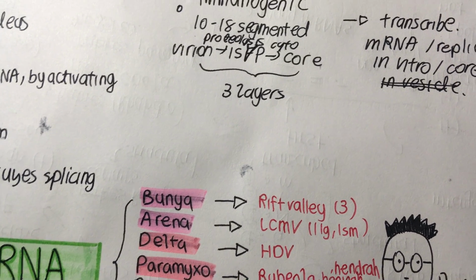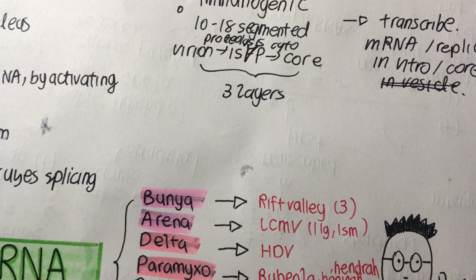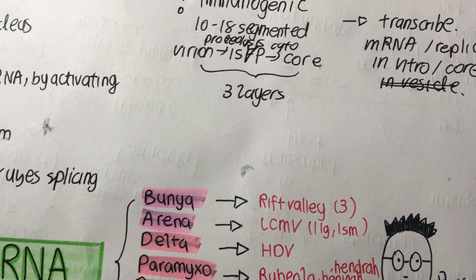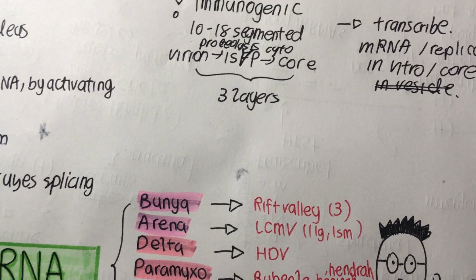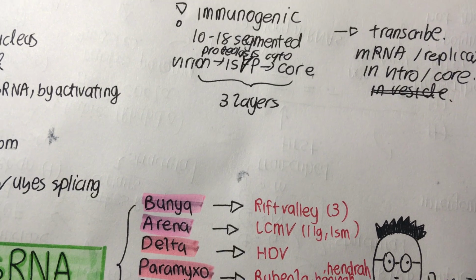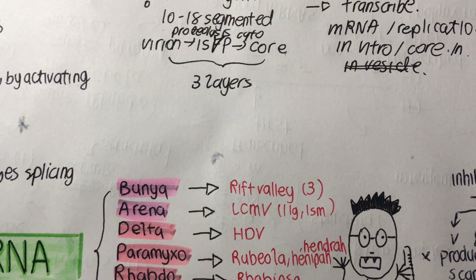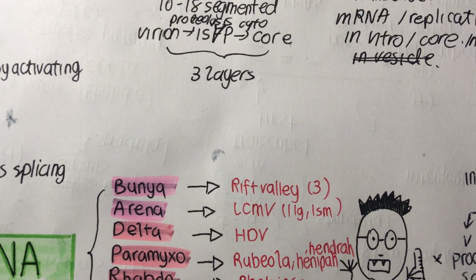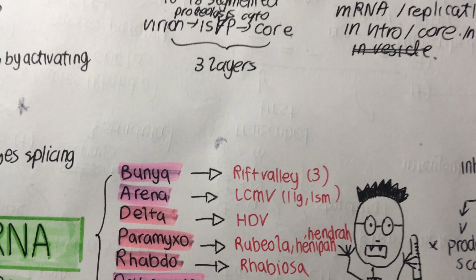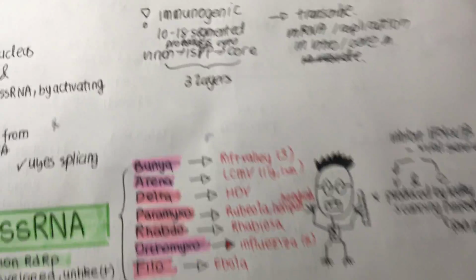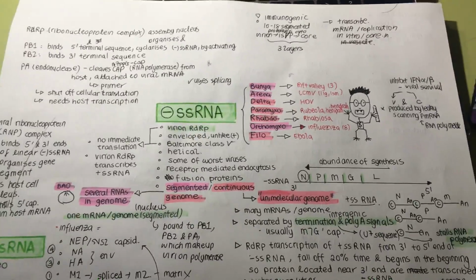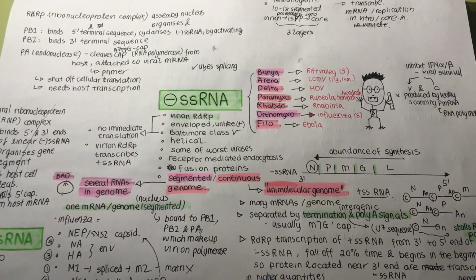Upon entry, the virion undergoes proteolysis and then releases the ISVP core, but then the ISVP core then releases the core. But even in the core, you can't detect that double-stranded RNA, and then that's where its mRNA replication takes place in vitro.